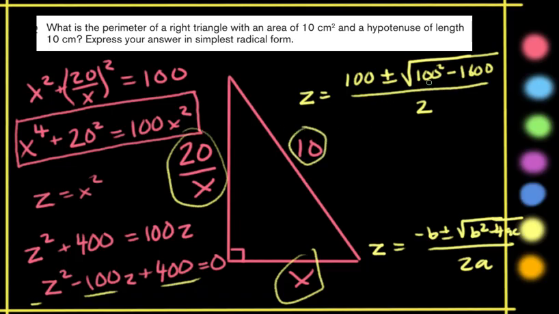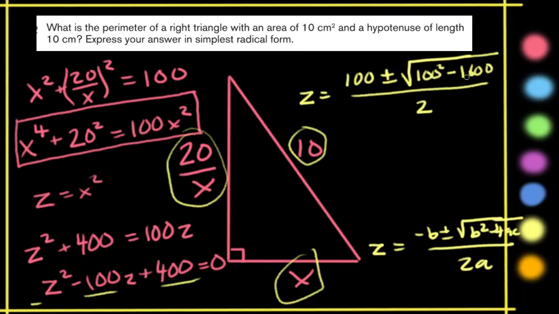So let's see if we can simplify this. 100, wait a minute, this is not good. What did I do wrong? Because this is going to give me a negative. I must have done something wrong here. Okay. Minus b squared. Oh, b was negative 100, so, oh yeah, no, that's fine. 100 squared, that's still going to be positive. My bad.